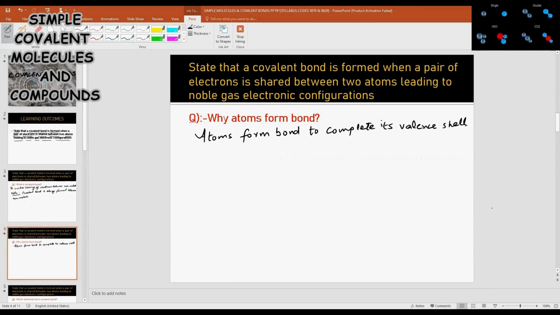Now, if recalling, the valence shell is the outermost shell of an atom. Whenever an atom completes its valence shell, this results in a noble gas electronic configuration. So you can also write, in order to have a stable arrangement of electrons.